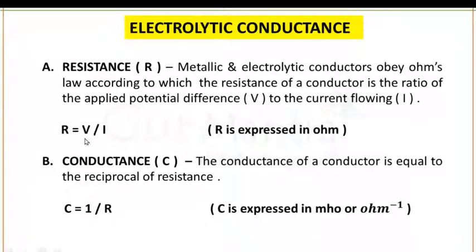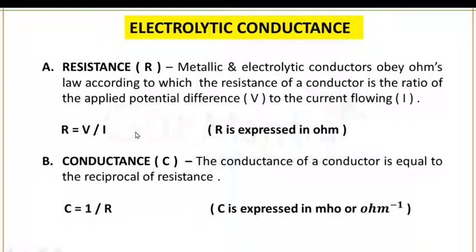As you can see here, R is equal to V by I from the definition. It is very important to note that metallic and electrolytic conductors always obey Ohm's law, and from Ohm's law it is crystal clear that R is equal to V by I. This is the formula to find out the resistance of a particular substance.